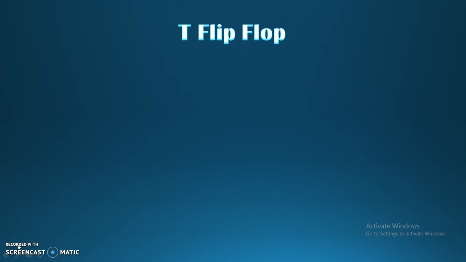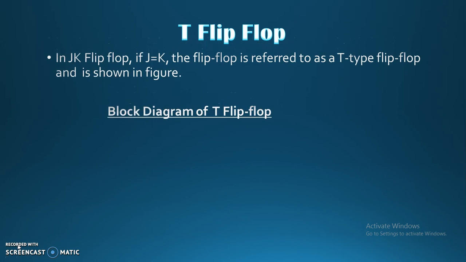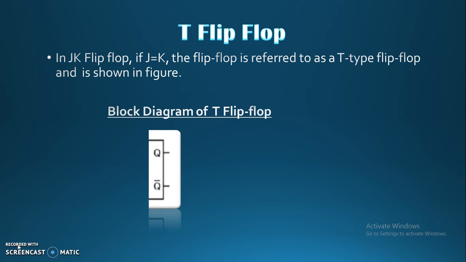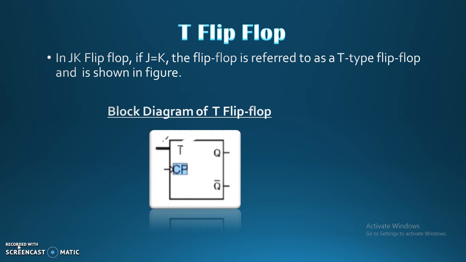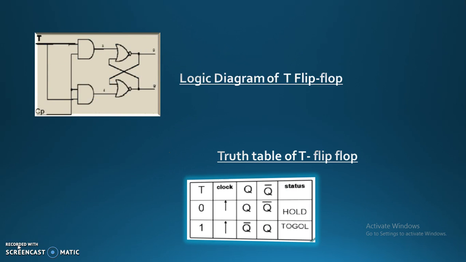So our third flip-flop is the T flip-flop. In a JK flip-flop, if J equals K, the flip-flop is referred to as a T type of flip-flop and is shown in this figure. This is the block diagram of the T flip-flop. This is the logical diagram of the T flip-flop, and below you can see the truth table of the T flip-flop.